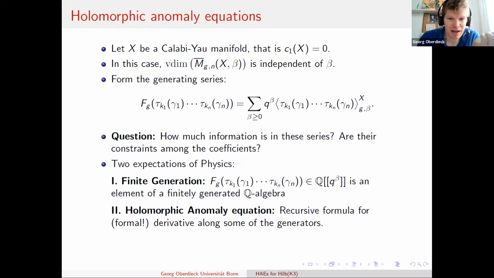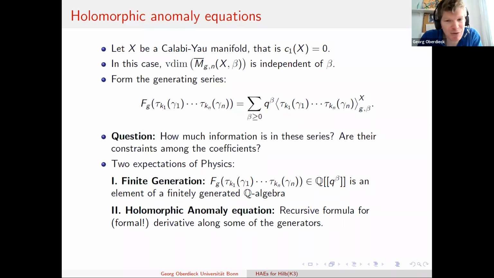Okay. So in particular, it makes sense to study this series here that I denote F_g, so F_g of tau_{k1}(gamma_1) up to tau_{kn}(gamma_n), where we form the generating series of these Gromov-Witten invariants. And so a natural question is now, how much information is in this series? So there are infinitely many numbers that enter the definition of the series. Are all these numbers new information, independent new information about your target X, or are there some sort of constraints among those coefficients? So it's a little bit like, for example, the Euler characteristic of the symmetric products. Should there be some inherent structure in these numbers, or are they just arbitrary new information?